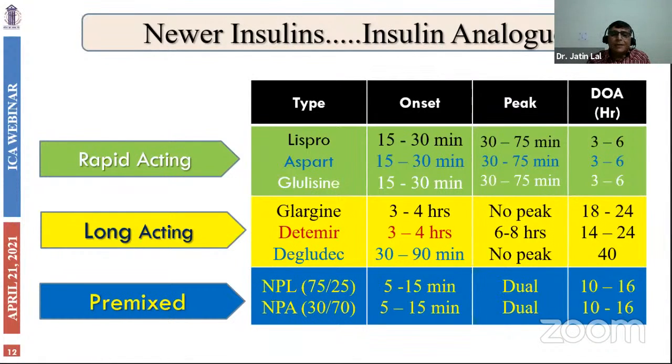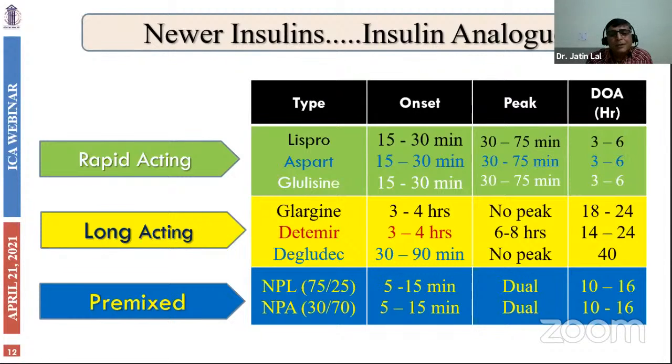Ultra short acting or rapid acting, these are insulin Lispro, insulin Aspart, and insulin Glulisine, which have a short onset of action and peak, and duration of action is also short. These are mostly used for taking care of the postprandial spikes.